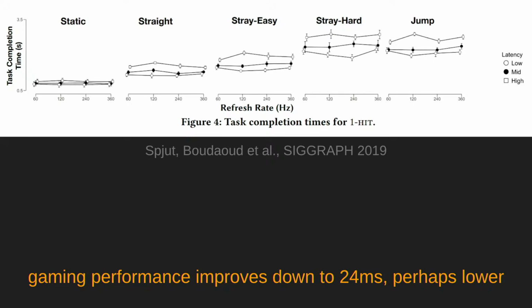And then my colleague, Joseph Spjut, there he is, and his colleagues at NVIDIA several years ago at SIGGRAPH presented some research that found that gaming performance, shooting in particular, certain kinds of shooting, continue to improve all the way down to 24 milliseconds of input to out to display latency. And that may not have been the floor, right? That was just as far as low as they could make their latency at that time.